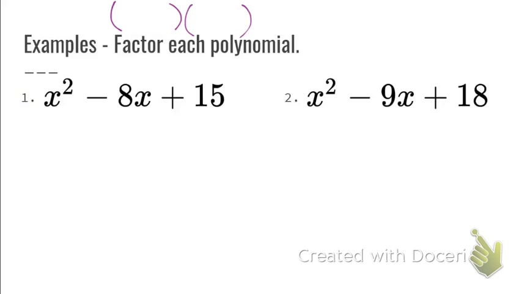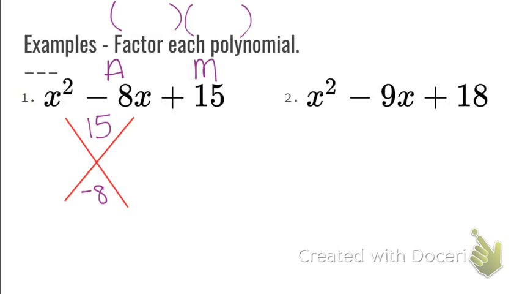We need to multiply our two numbers together to equal the constant on the end, and we need to add them together to equal the coefficient of the middle term. Notice that our coefficient in the middle is now negative. We're still multiplying to a positive number for our constant though. So let's set up our x. We are multiplying to a positive 15, but we are adding to a negative 8.